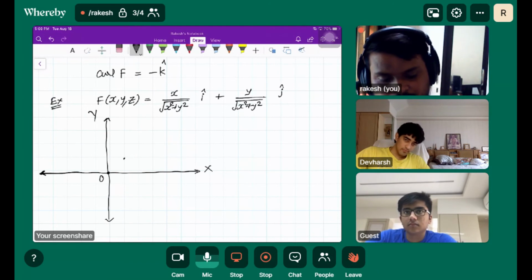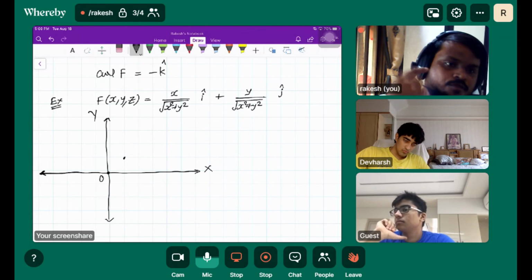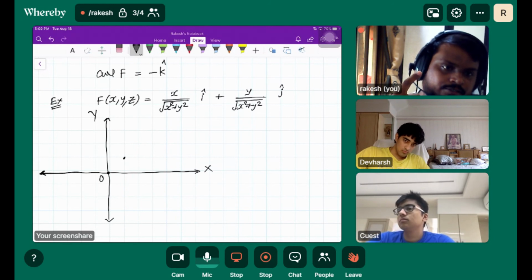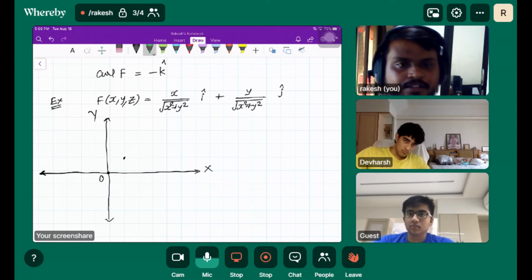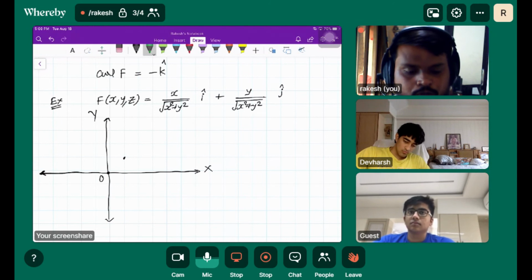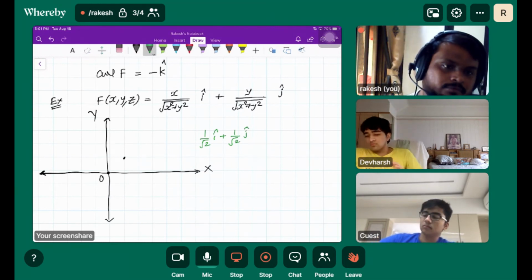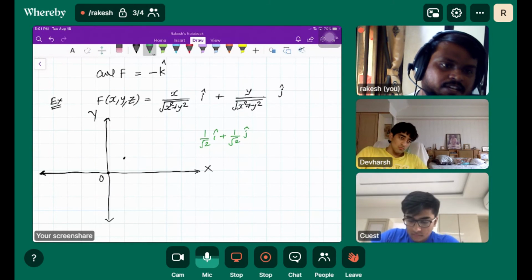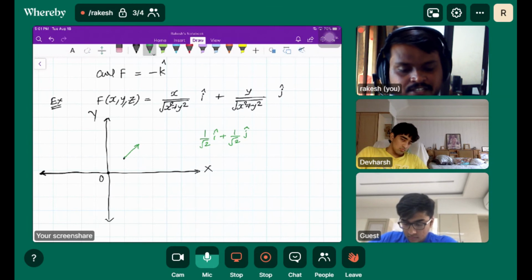If you plug in 1 1, the magnitude of the vector is going to be 1 always. The magnitude of the vectors of this vector field is going to be 1 always. So if you plug in 1 1, we get 1 over root 2 i cap plus 1 over root 2 j cap. See, the x and y components are the same, so it is exactly going away from the origin. At every single point, it is going away from the origin.